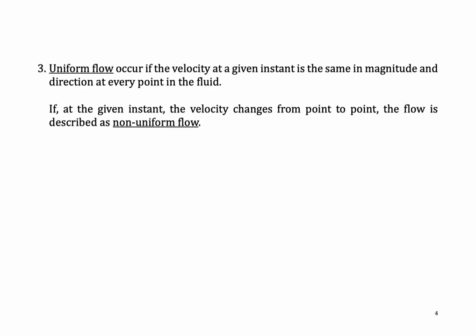So the third one is the uniform flow. Uniform flow occurs if the velocity at a given instant is the same in magnitude and direction at every point in the fluid. So the keyword for uniform flow is about location. So at every point in the fluid. If at the given instant the velocity changes from point to point, the flow is described as non-uniform flow.